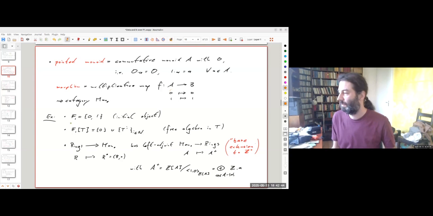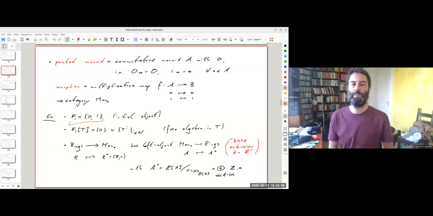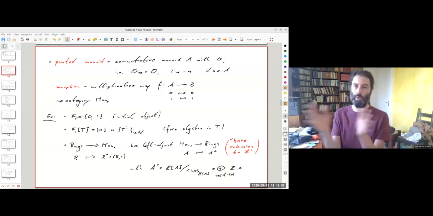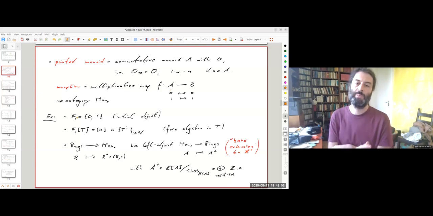Here are some examples. To start with, F1 in this series simply is a pointed monoid with 0 and 1, nothing else. And this is an initial object in the category. I mean, for every other pointed monoid, there's a unique morphism from F1 into this monoid, which maps 0 to 0, 1 to 1.